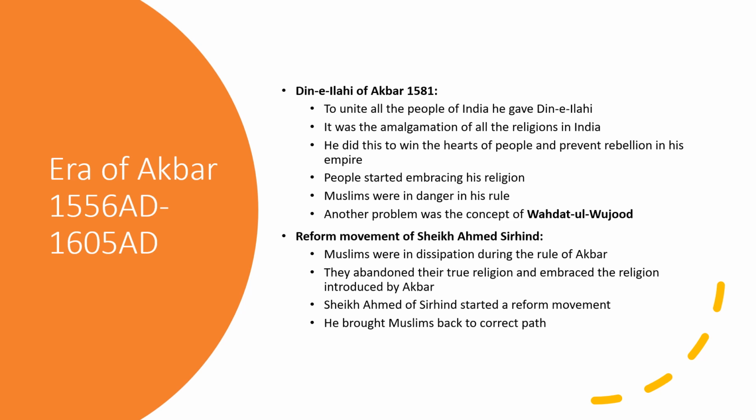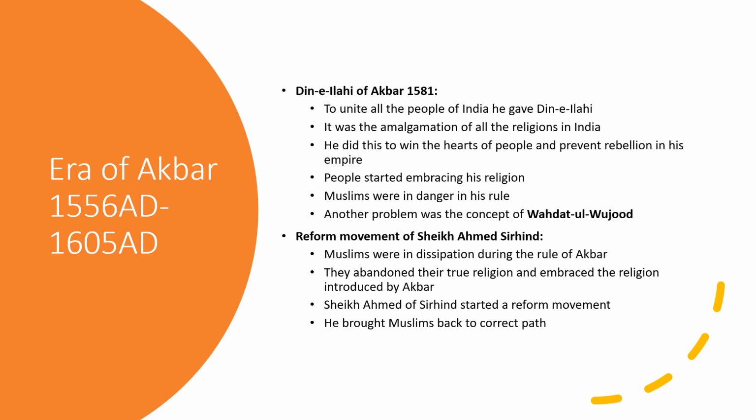Akbar forgot that he was a Muslim ruler and he was ruling a Muslim empire. All he knew, all he remembered was that he was there to strengthen his rule in India. And in this effort, he distorted Islam very significantly.